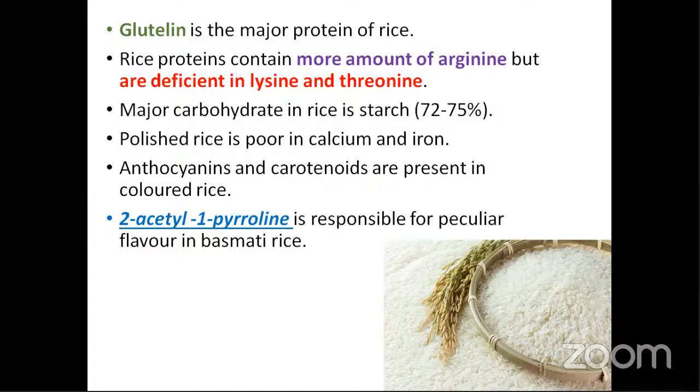So these rice proteins, as we know, the cereals, they are deficient in lysine, threonine, and tryptophan. They are deficient in lysine and threonine, and they contain good amounts of arginine. The major carbohydrate which is present is starch. Polished rice is poor in calcium and iron. And there are some pigments present in colored rice, that is anthocyanins and carotenoids.